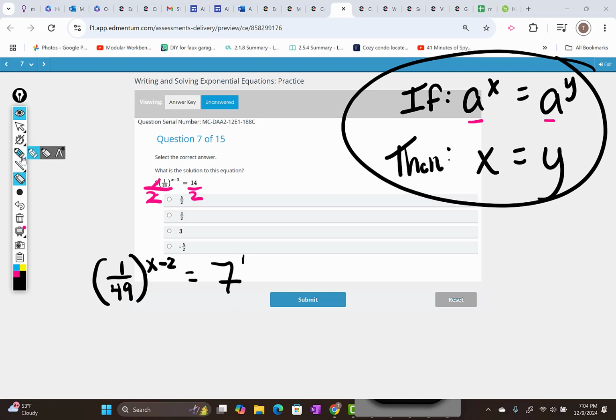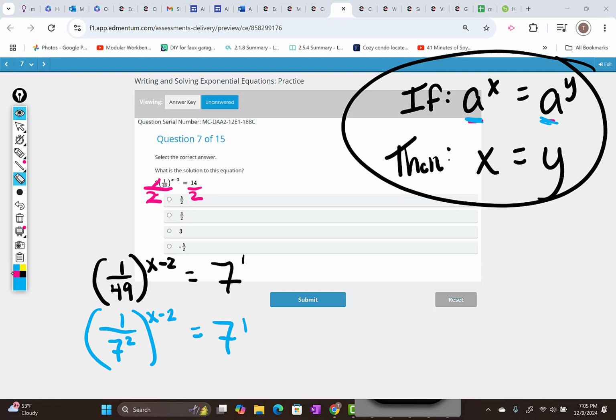But you're probably thinking to yourself, okay, 1 over 49, that's the same thing as 1 over 7 to the second power. So we just rewrote 1 over 49 as 1 over 7 to the second power. And I'm going to rewrite the x minus 2 exponent here and rewrite the 7 to the first power over here. Okay, now we're cooking. We're getting close. The bases are still not the same, though. We've got a 7 here, and we got a 1 over 7 here.